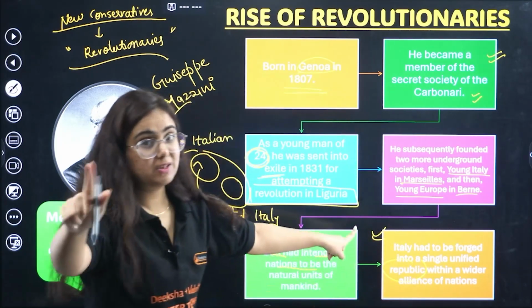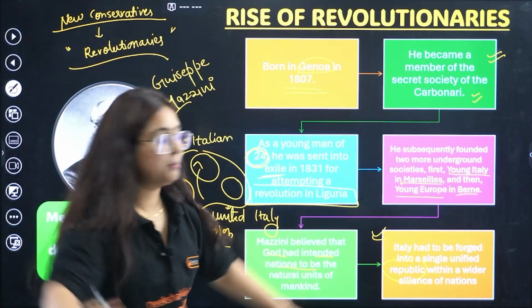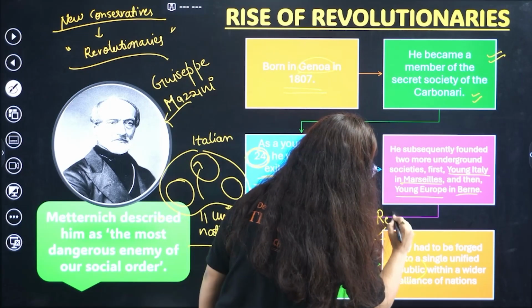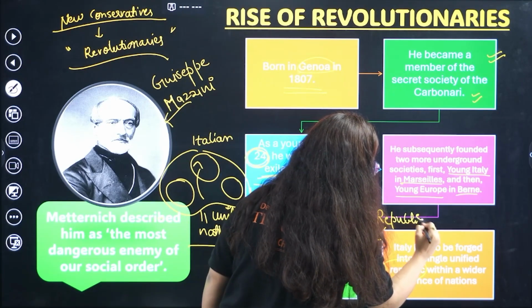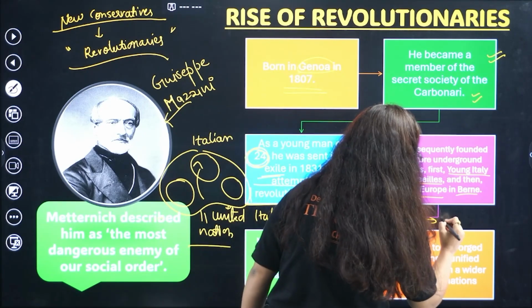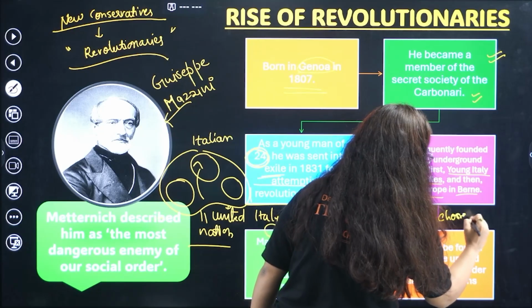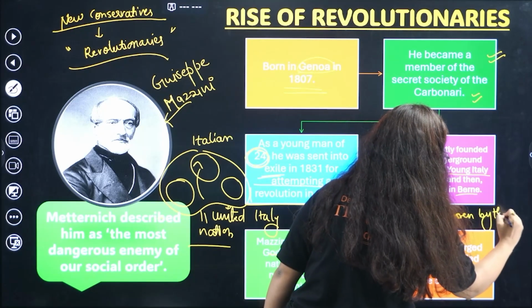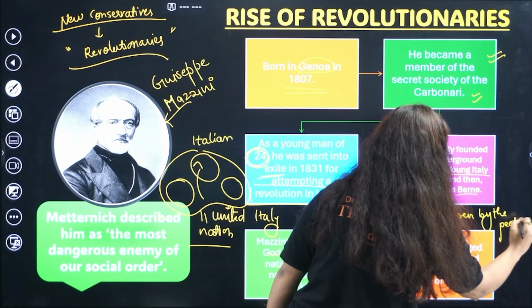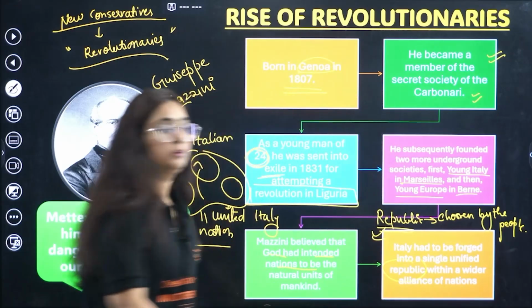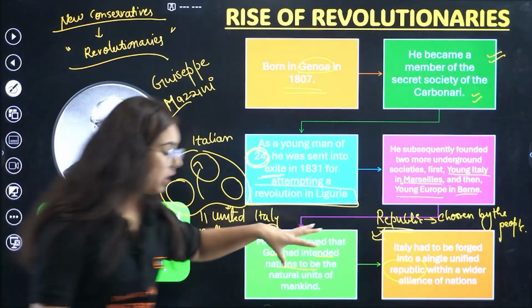Now he is using the word republic. What do you mean by republic? That the leader of the nation should be chosen by the people, and the government should be formed by the consent of the people. And this is what he believed.